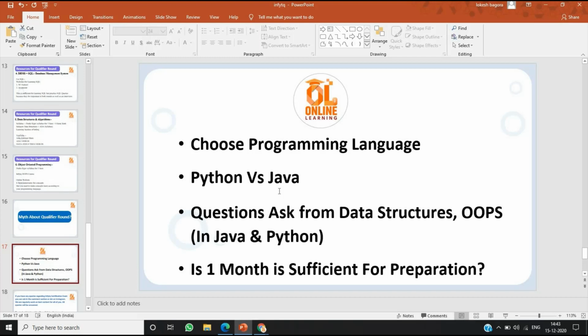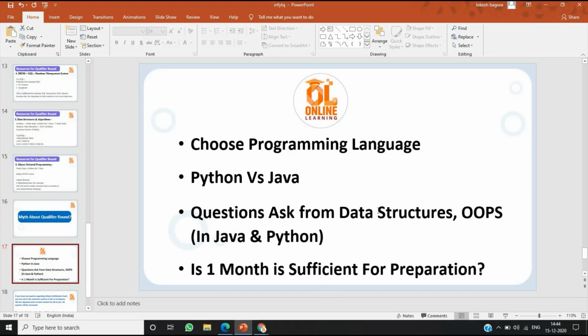As I already said, many candidates ask that there is no learning section available for data structures in Java. So you can prefer your university syllabus for learning data structures, or you can prefer online websites for learning data structures using Java. So there is no problem at all.